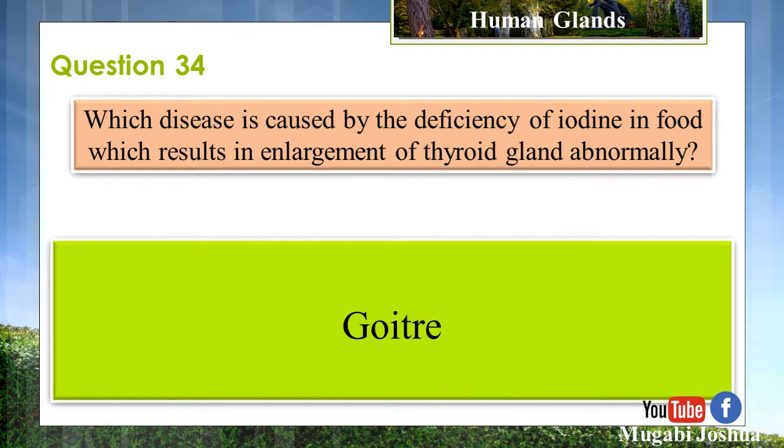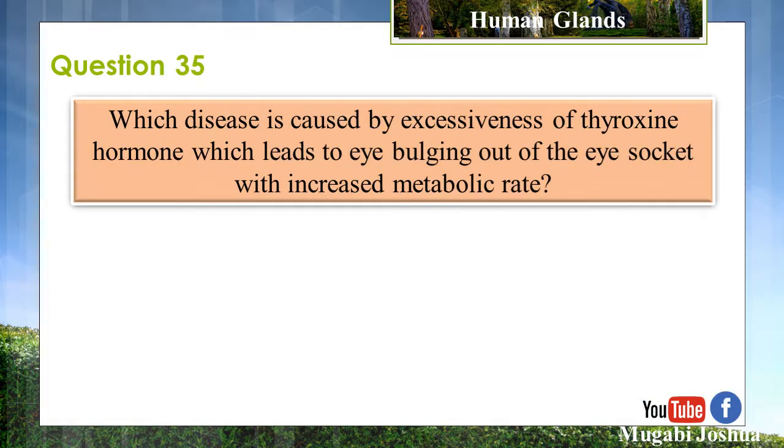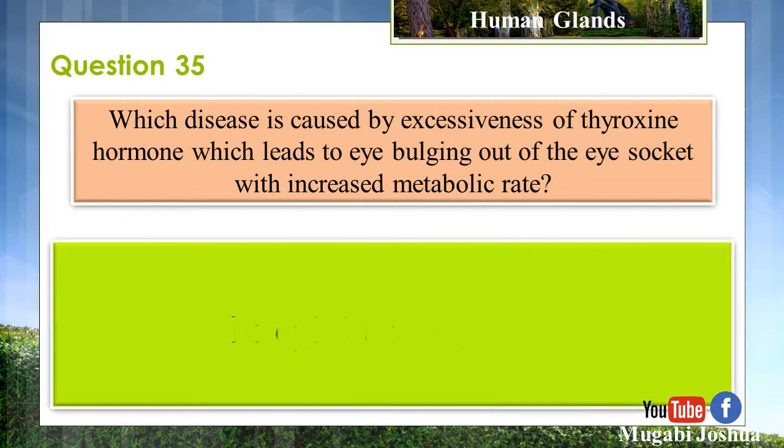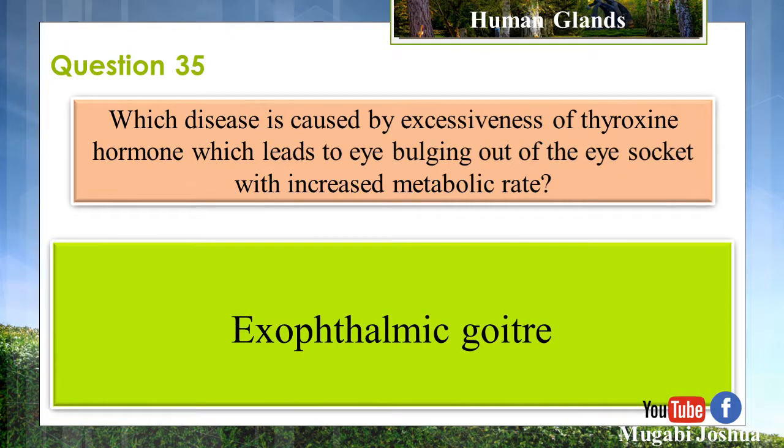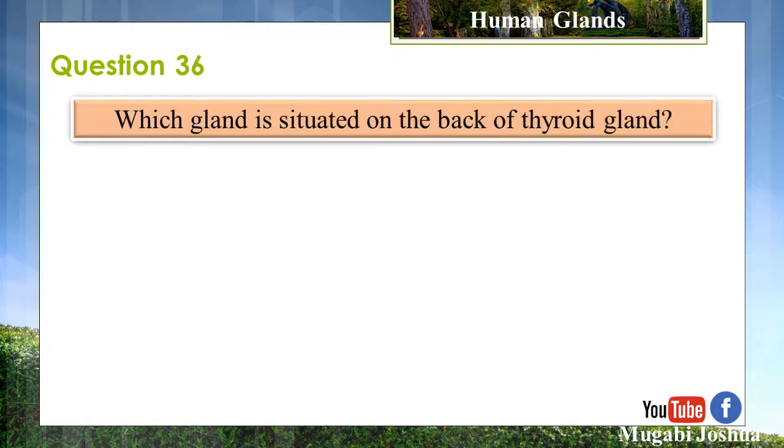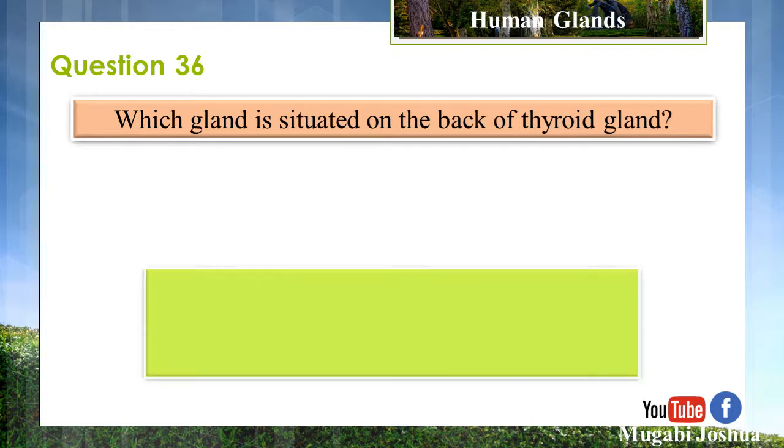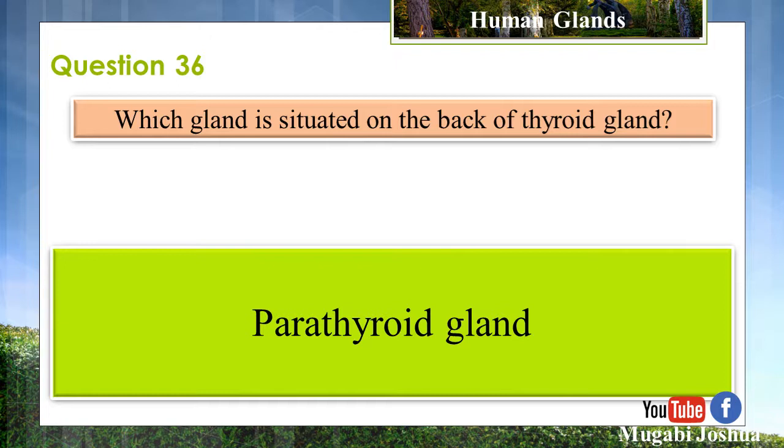Goiter. Question 35. Which disease is caused by excessiveness of thyroxine hormone, which leads to the eye bulging out of the eye socket with increased metabolic rate? Exophthalmic goiter. Question 36. Which gland is situated on the back of thyroid gland? Parathyroid gland.